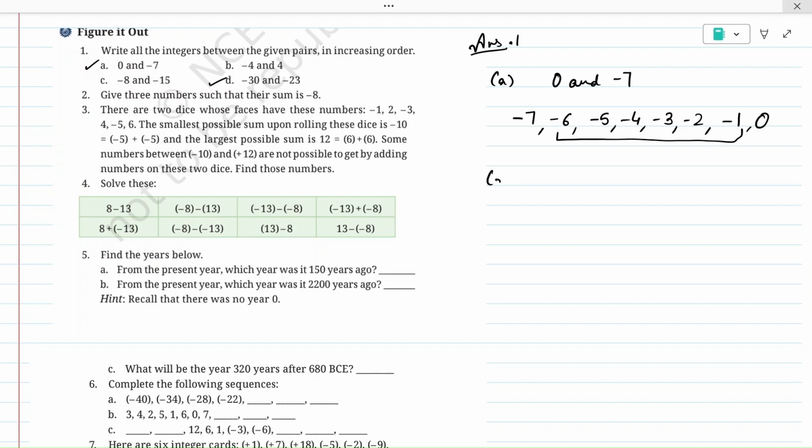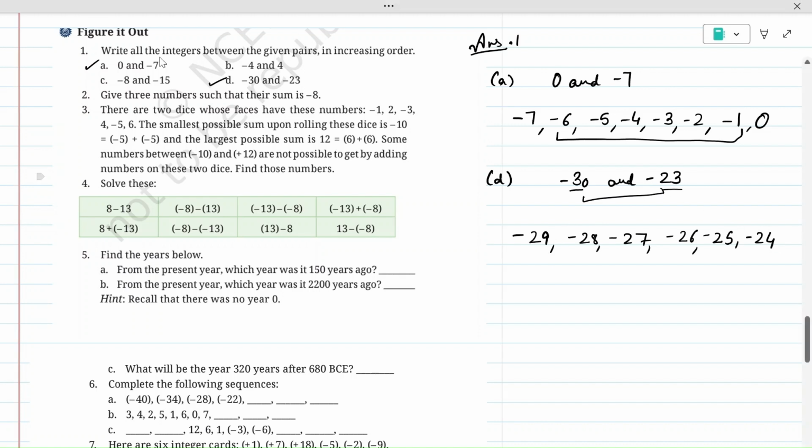Also, I am picking the D part in this question, where we have to write the numbers between -30 and -23. So smallest to biggest number we have to write. So it will be -29, -28, -27, -26, -25 and -24. These numbers are between this range and in ascending order, right? So there are two parts as homework for you kids, and this is very easy.